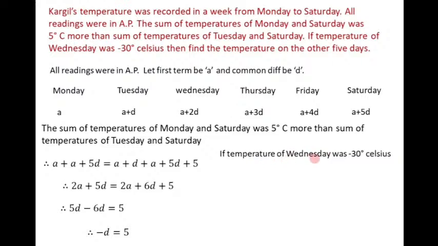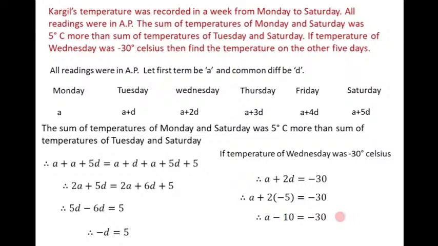Now the temperature of Wednesday is given to be minus 30 degrees Celsius. So we have to use this one. The temperature on Wednesday we have assumed to be A plus 2D, and it is given to be minus 30 degrees Celsius. So we have the equation A plus 2D is equal to minus 30. Now here we have found the value of D, that's minus 5. So we'll replace D by minus 5 to get the equation A plus 2 into minus 5 is equal to minus 30. So 2 into minus 5, that's minus 10. That is A minus 10 is equal to minus 30.